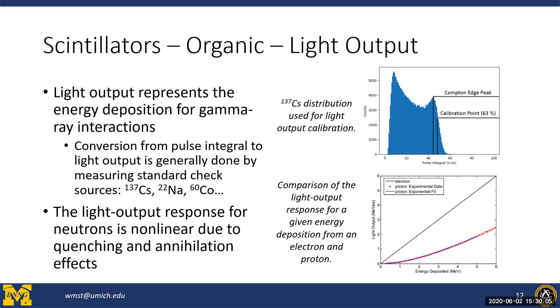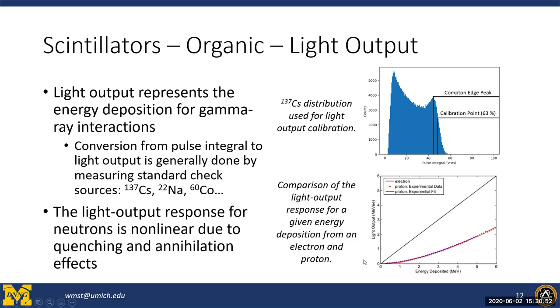And for gamma rays, the unit of keV is the same as the unit of keVee. The light output for a gamma ray interaction is equivalent in our system in terms of the same units. The reason we differentiate keV and keVee is because these detectors are sensitive to neutrons, and neutrons do not have a light output response that is linear, due to quenching effects. So for instance, if we plot the relative light output versus energy deposition for a recoiled electron, we'll see that for any given energy deposition, we will get an equivalent light output.